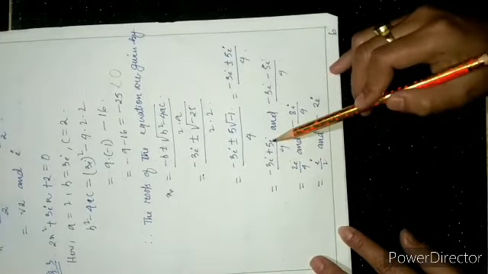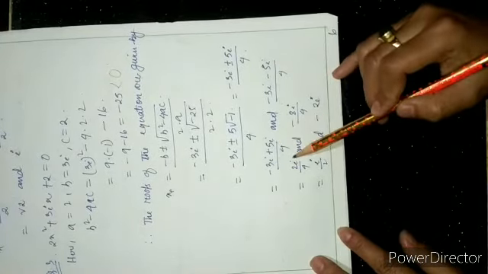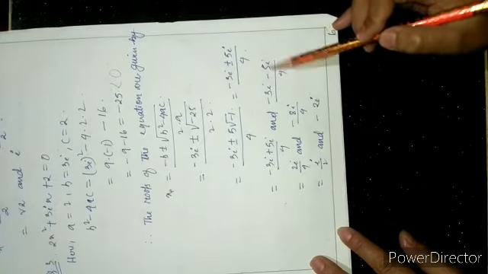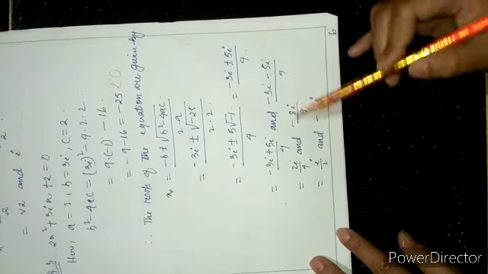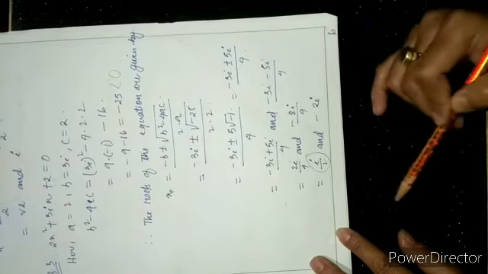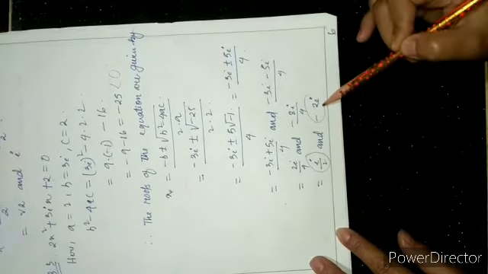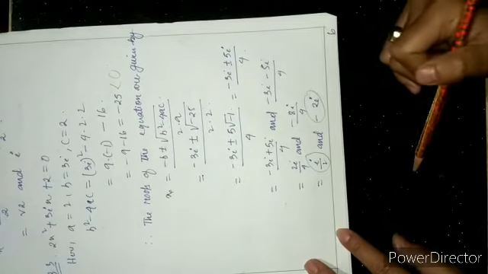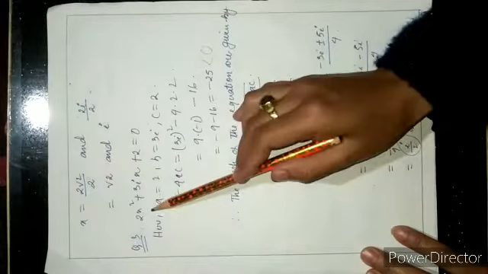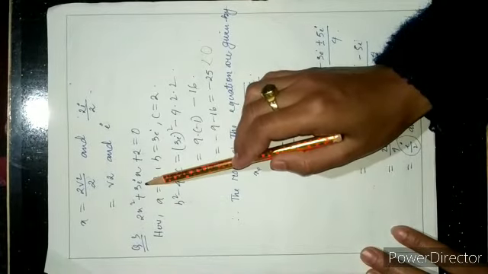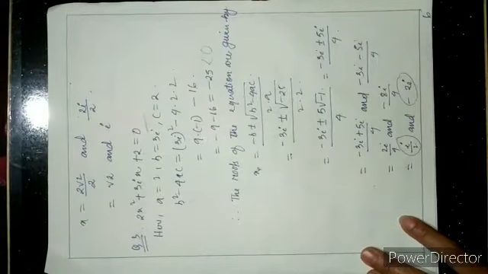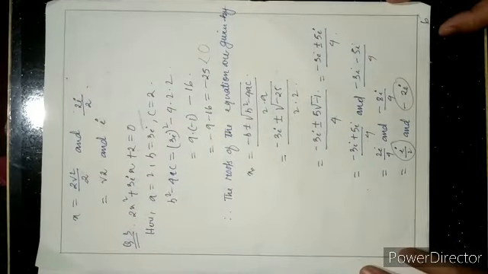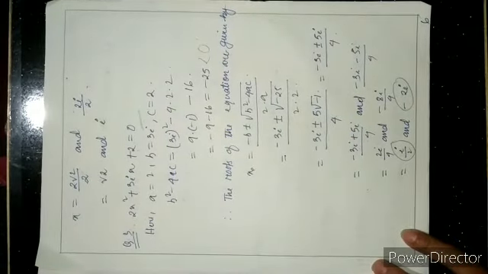Minus 3i plus 5i gives 2i. Minus 3 minus 5 is minus 8, so minus 8i divided by 4. The first expression is i by 2, reduced. The second expression is equal to minus 2i. These are the roots of the quadratic equation 2x square plus 3ix plus 2. For today, let's end here.